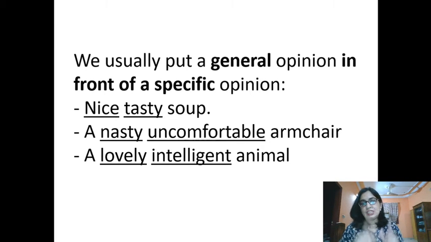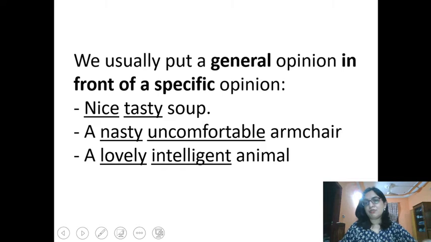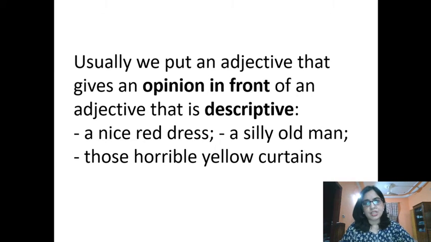See the example: nice, tasty soup. Nice is a general opinion adjective, tasty is a specific opinion adjective, and soup is the noun. Similarly, a nasty, uncomfortable armchair. Nasty is a general opinion, uncomfortable is the specific one. So general first, specific later, and then the noun. A lovely intelligent animal, another example. So we usually put the adjective that gives an opinion in front of an adjective that is descriptive. Similarly, if you have to describe something, again general opinion first and descriptive adjective afterwards.